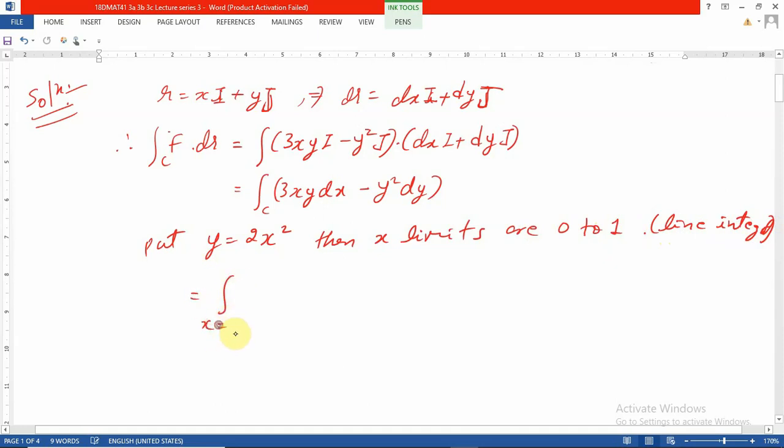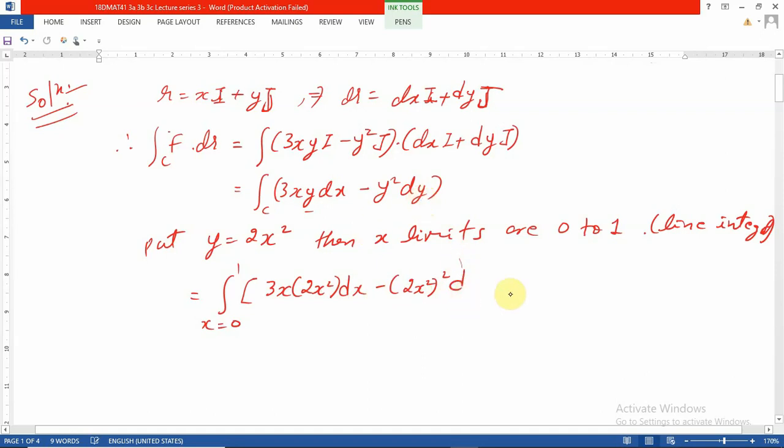Therefore this is equal to the integral from 0 to 1, and wherever y is there, I am going to substitute 2x square. Here I have y and here I have y square. So this is 3x times 2x square dx minus, since y is there, I am just going to take 2x square the whole square. Again here the differentiation of y is there with respect to 2x square.